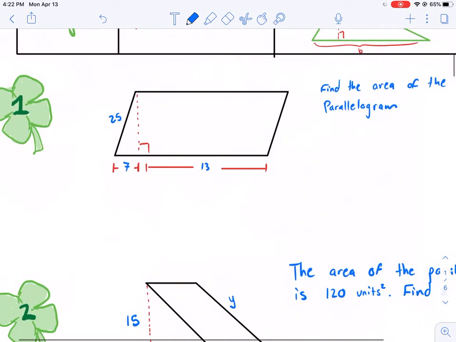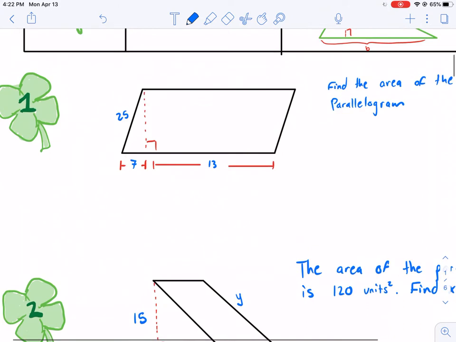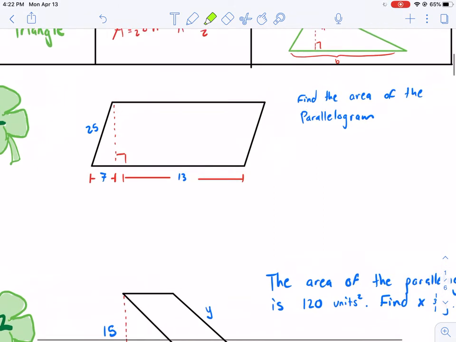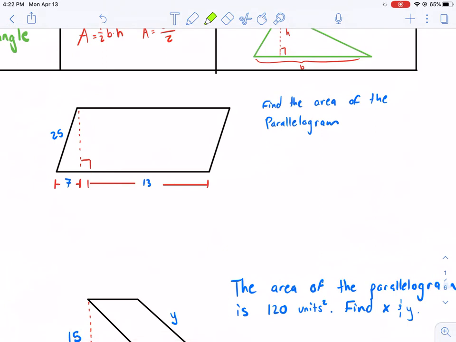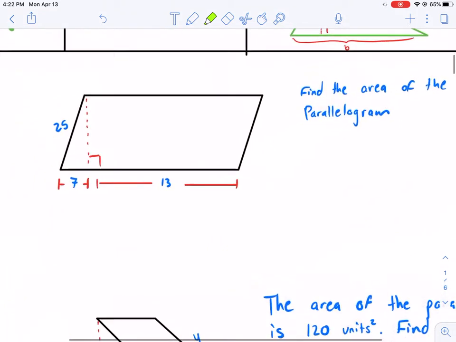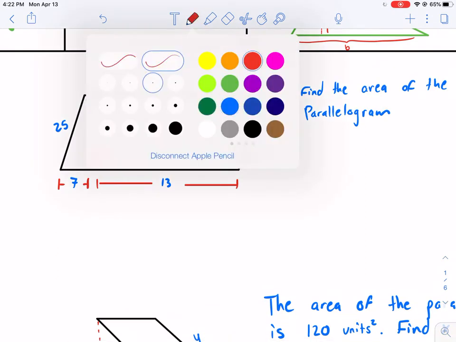Now let's go ahead and apply some of these formulas. The first one, it looks like we have a parallelogram here. We don't know the measure of this angle, but based on appearances, we can assume it's not 90. It even tells us it's a parallelogram. Okay, so we're asked to find the area of the parallelogram. What do we need? We need a base.